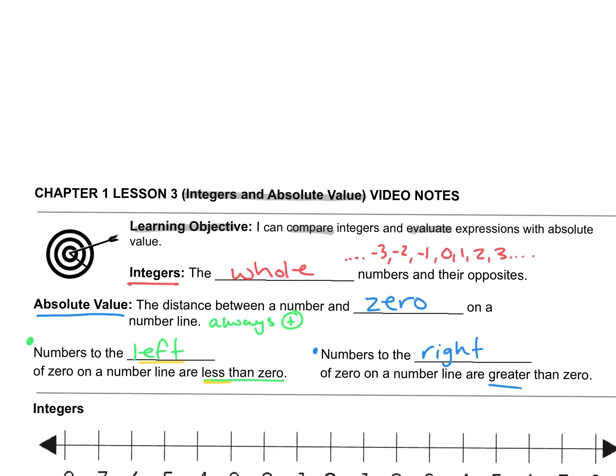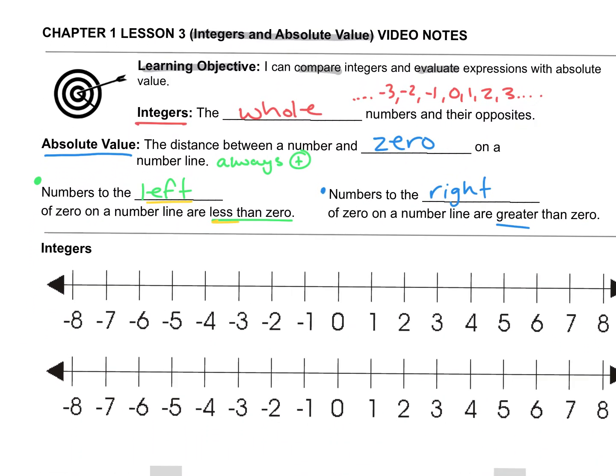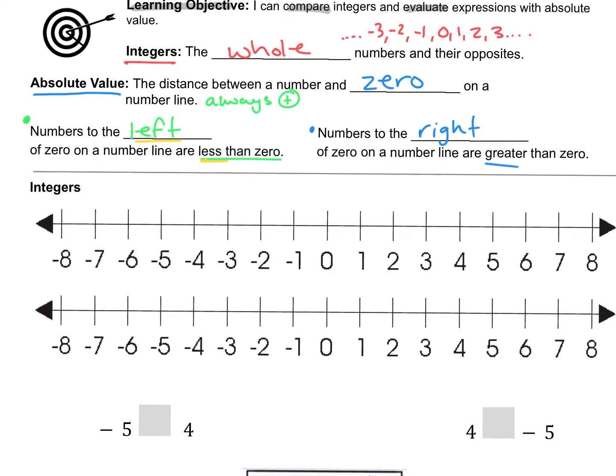So that's a little vocab for us, little trick to go back to check, but let's look at what that means. We know that numbers to the left of 0 are less. So the further left we go, the smaller they are. Numbers to the right are greater. And we know that because we count from left to right and as we go up.